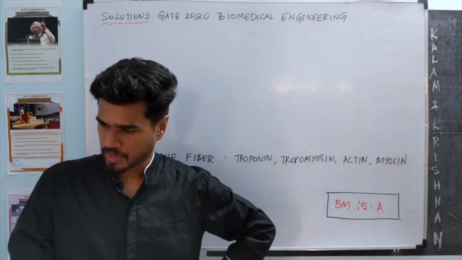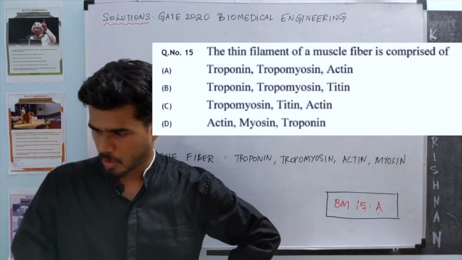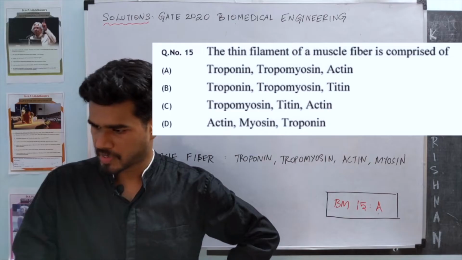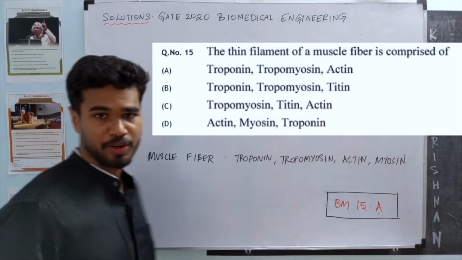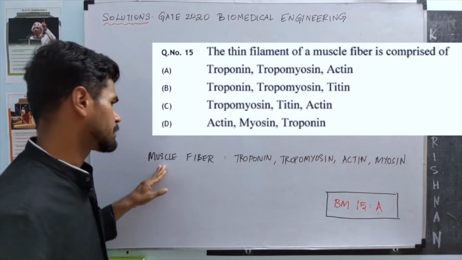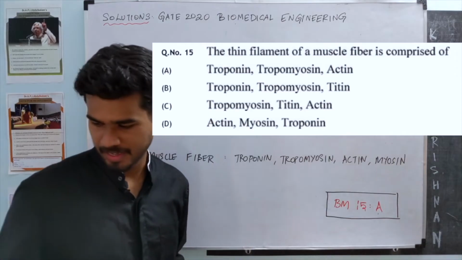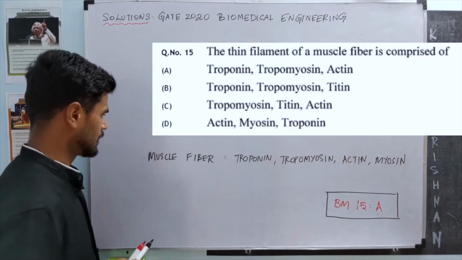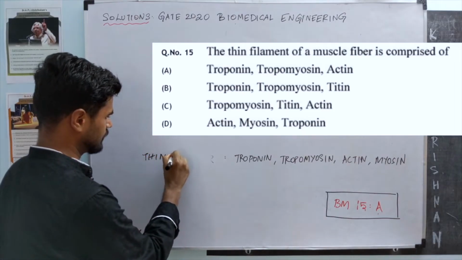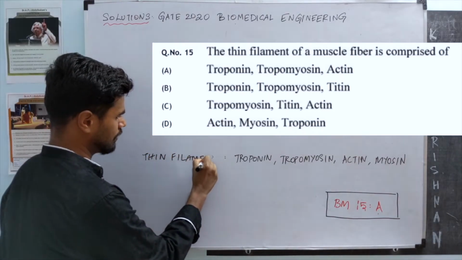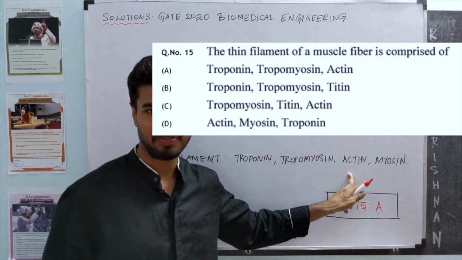Question 15. The thin filament of a muscle fiber is comprised of. Options include troponin, tropomyosin, actin, titin, myosin. Right? At this point you might wonder the question is a bit nonsensical because a muscle fiber has troponin, tropomyosin, actin, myosin, right? That's not the case. Thin filament of the muscle fiber, right, that has troponin, tropomyosin, actin and myosin?